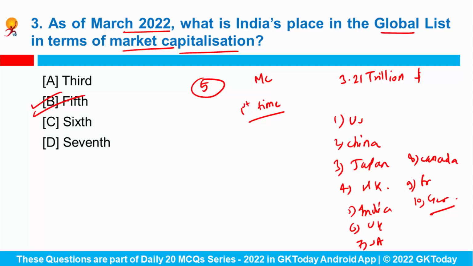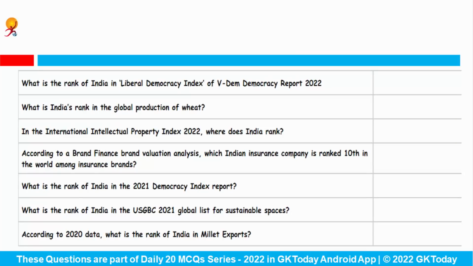Okay. Now let's see some of the important ranks of India in different types of indices. First question says, what is the rank of India in Liberal Democracy Index of Democracy Report 2022? So in this, India's rank was 93rd. Then what is India's rank in the global production of wheat? So we are at the 2nd in the production of wheat, and the first country in terms of this is China. In the International Intellectual Property Index 2022, where does India rank? Basically, in this index, India's rank was 43rd.